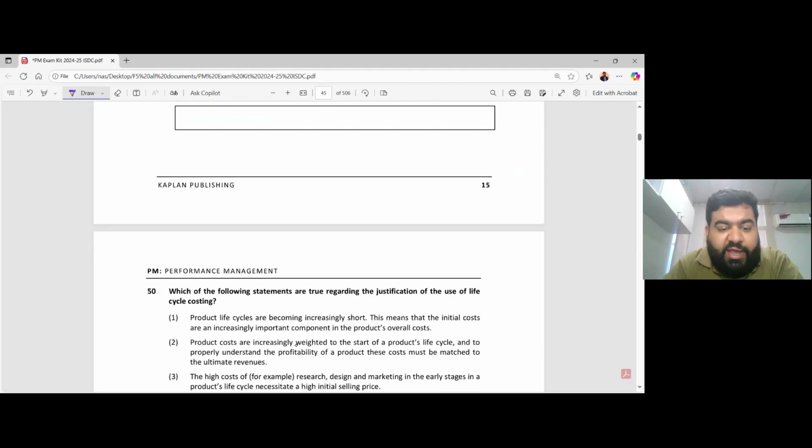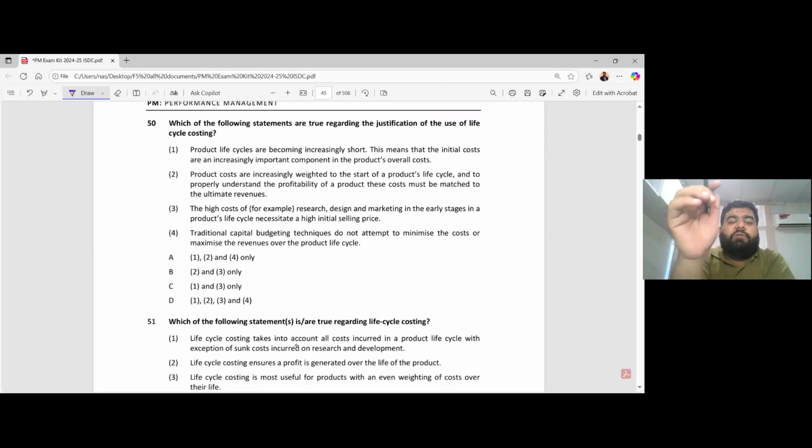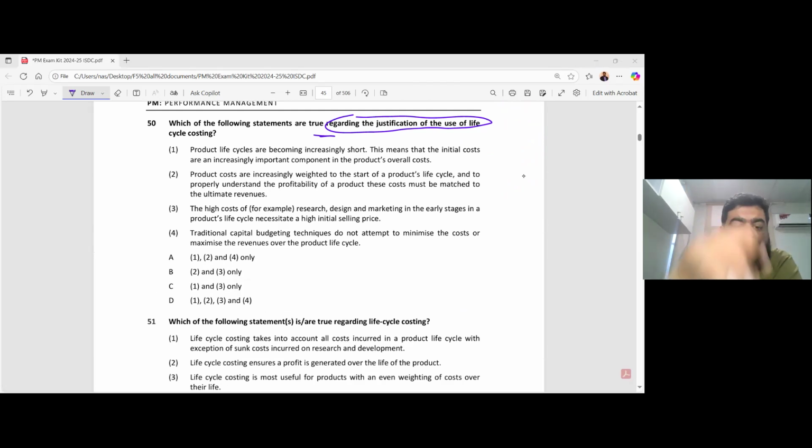Okay, next, which of the following statements are true regarding the justification of the use of life cycle costing? We have to tell the true statement regarding that. Okay, number one, product life cycles are becoming increasingly short. This means the initial costs are an increasingly important component in the product's overall cost.